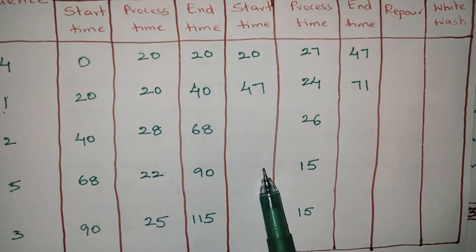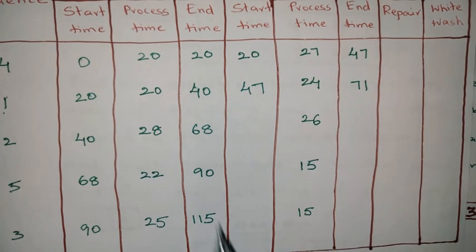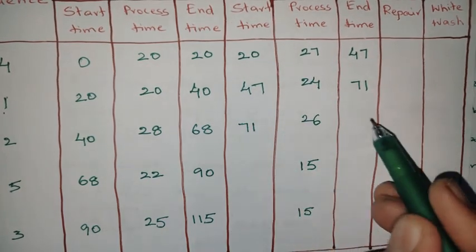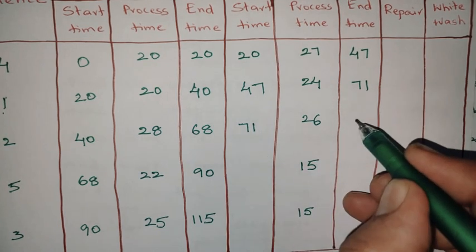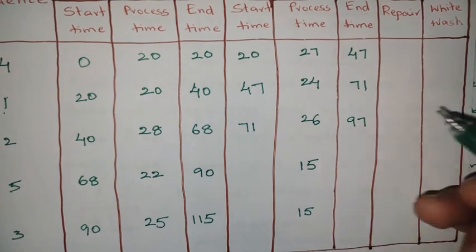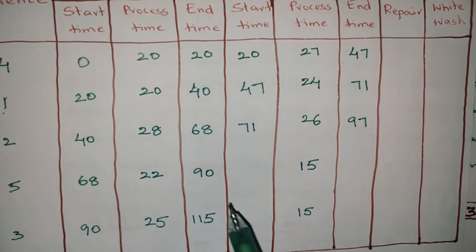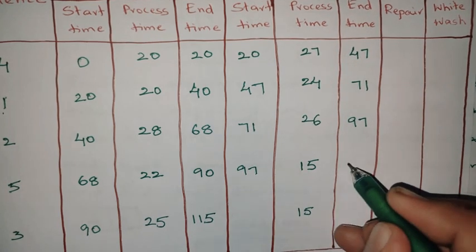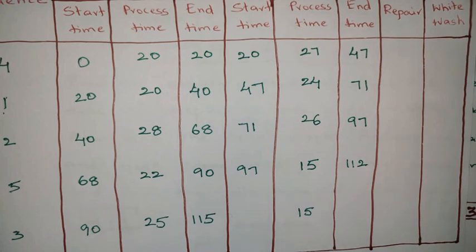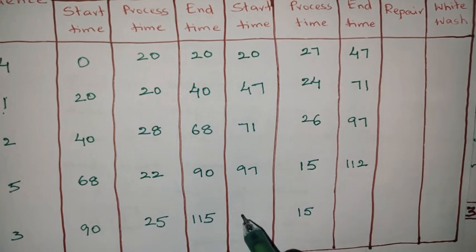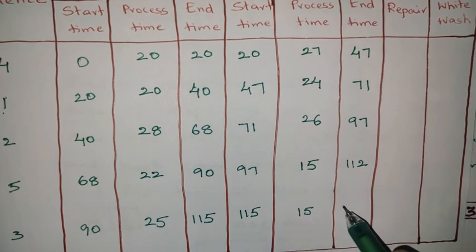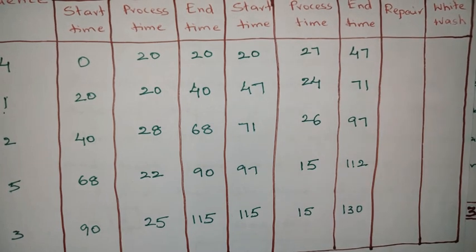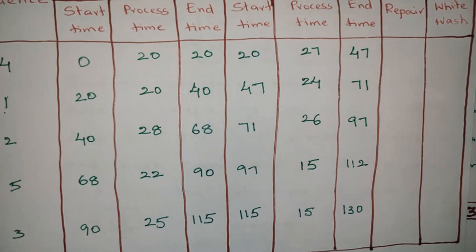So write the larger value of 71 and 68, which is 71. Then the end time will be 71 plus 26, which equals 97. The larger value of 97 and 90 is 97. Then the end time will be 97 plus 15, which is 112. Next, the larger value of 115 and 112 is 115. Then the end time will be 115 plus 15 equals 130. Right? So now for each process we have calculated the start times and end times.